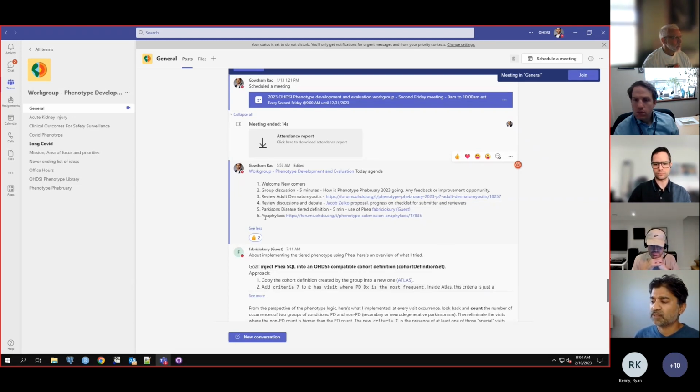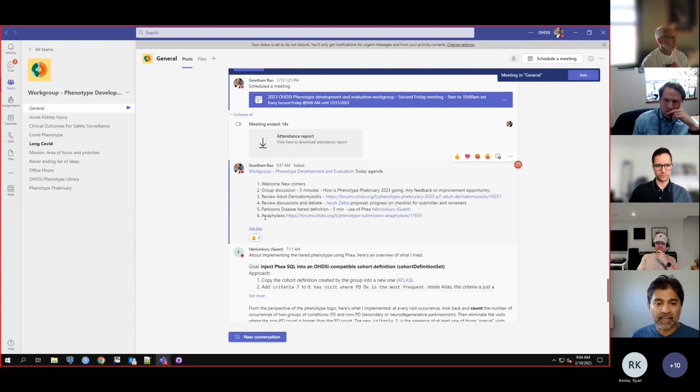Mr. Jacob Zelko has proposed a checklist, and we want to review the status on that. And also he has an idea that he has reflected on, so maybe we could hear that. Regarding Fabricio, he has worked very hard on a solution for modeling a complex clinical idea. So he's going to talk about it for a few minutes. And then we have some action items on the phenotype of anaphylaxis. So these are the proposed agenda items.